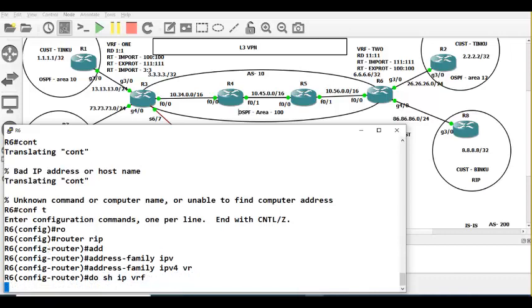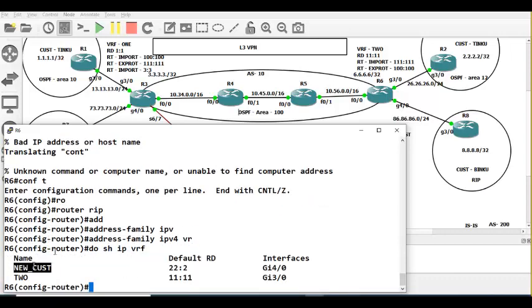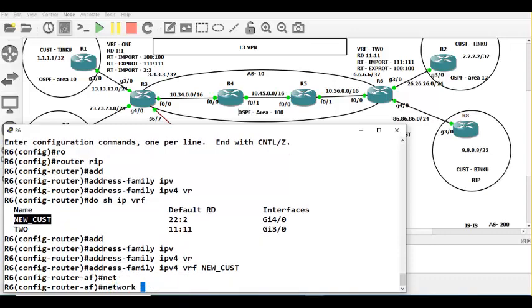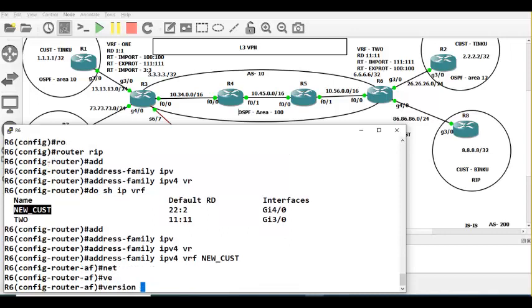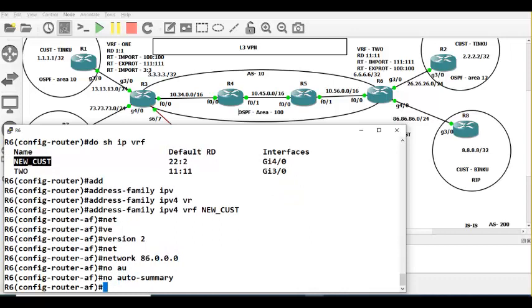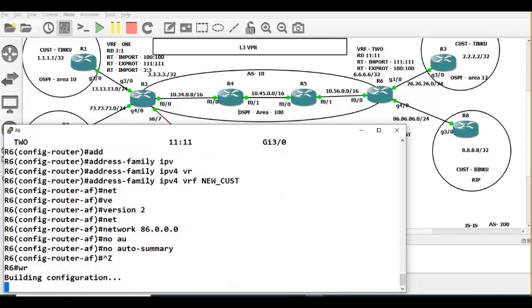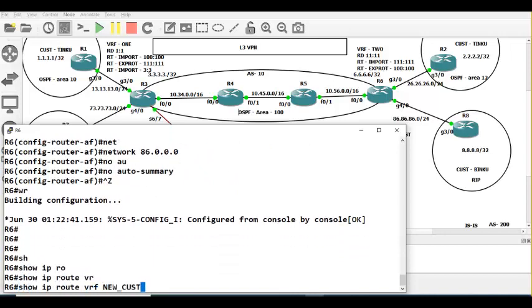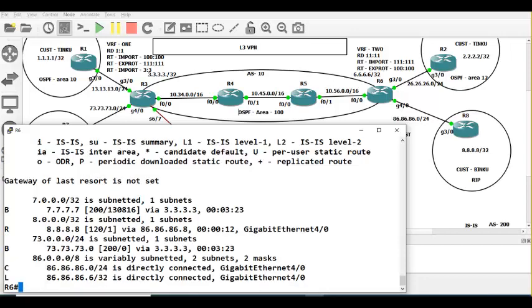Show IP VRF. It should be same case. So address family IPv4 VRF. And here I'll say network, version 2, everything. 8.6. That's it. Now what I'm expecting is the route from router 8 in the routing table. Show IP route VRF. You see you got the router 8 network, and 8 network only.